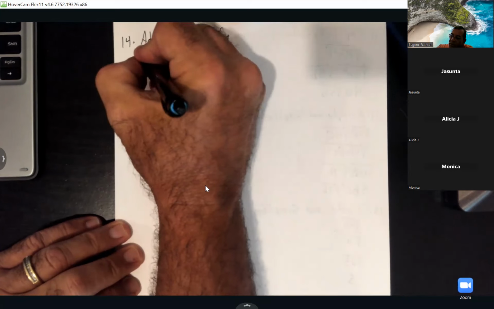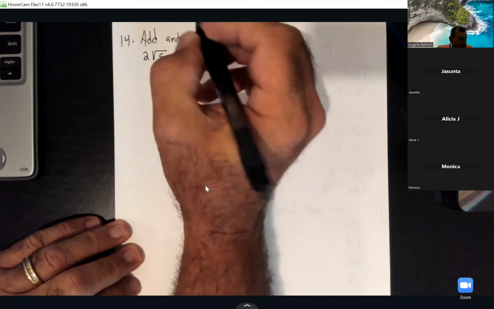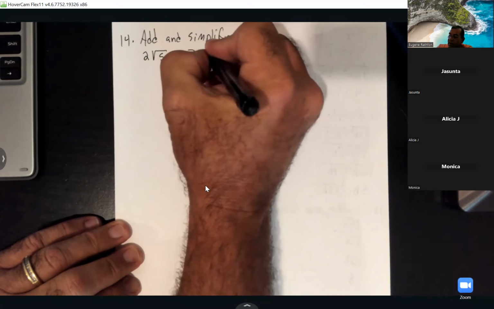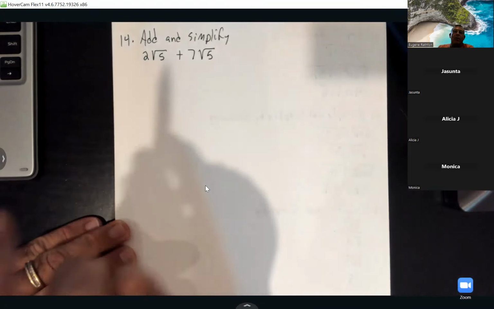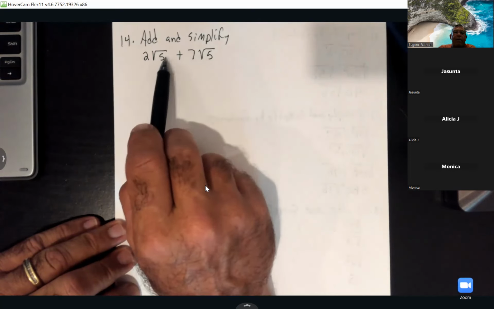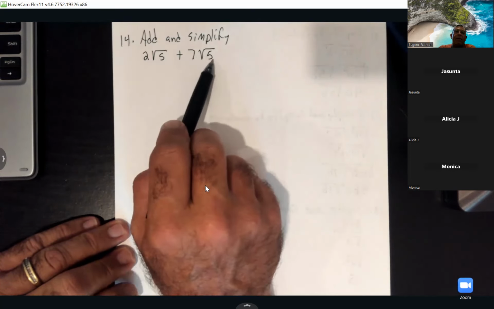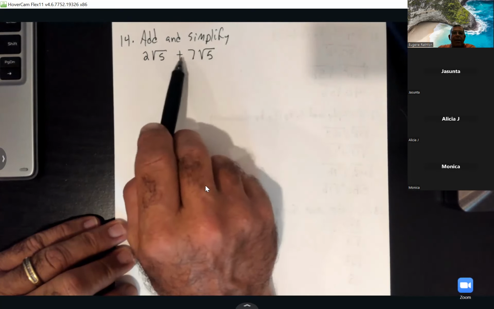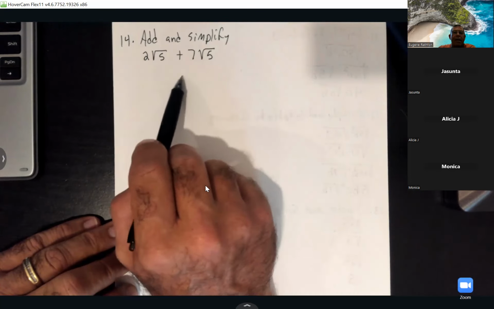Okay, so they're giving me 2 square root of 5 plus 7 square root of 5. So remember, in order to add these, the radicals have to match up. The square root of 5 has to match this square root of 5. Since my radicals match up, I can now add the numbers in front and then bring down that radical.